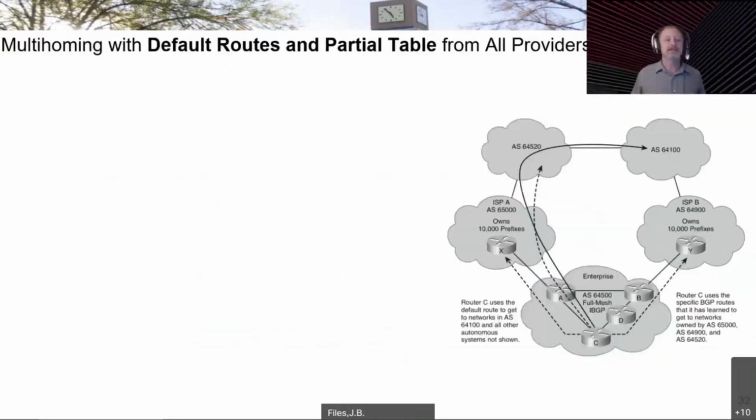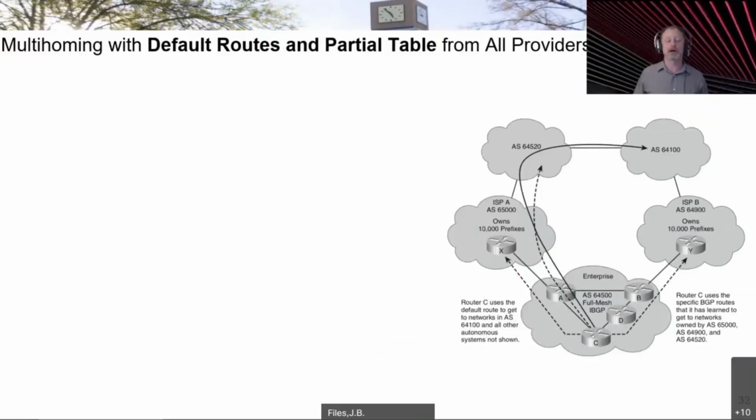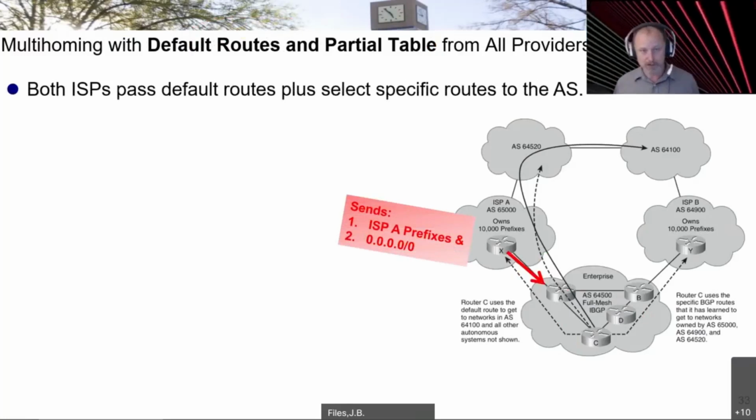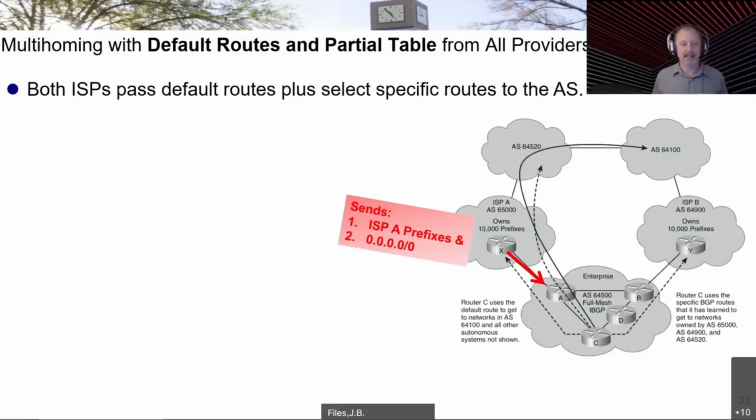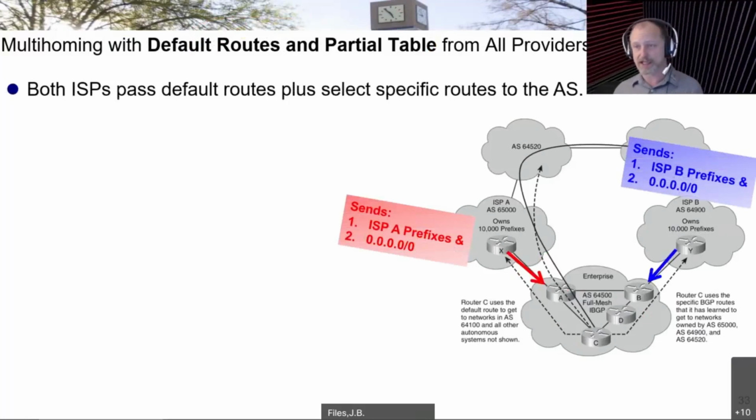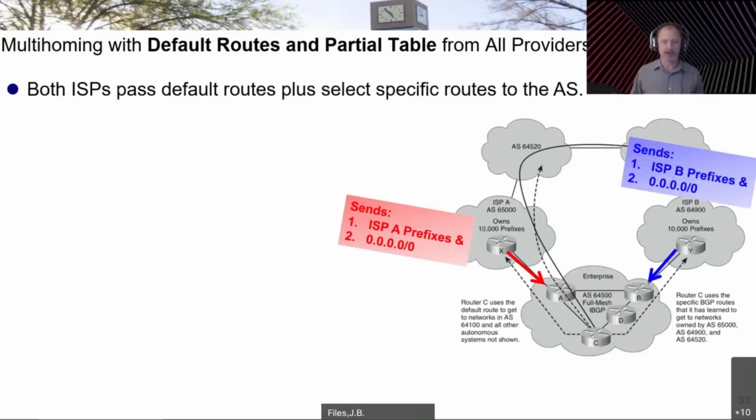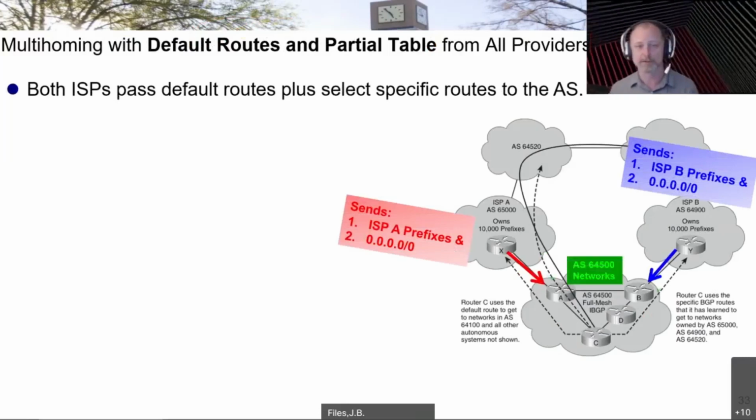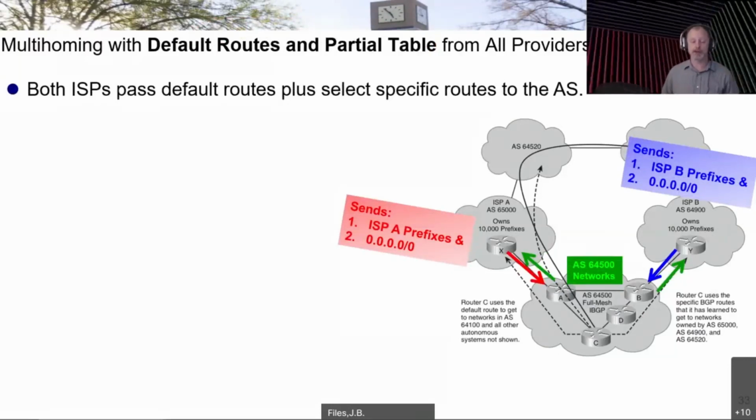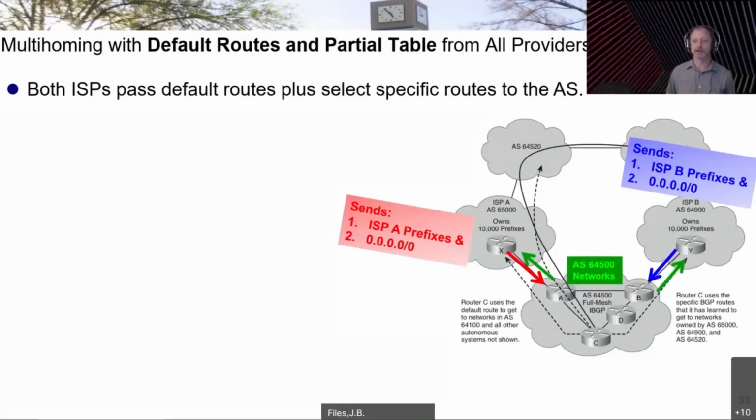Then we have the default routes plus the partial routing table from each service provider. Okay. So ISP-A is going to give us ISP-A prefixes plus a default route. ISP-B is going to give us ISP-B prefixes plus a default route. Then we're going to advertise our internal globally routable routes.